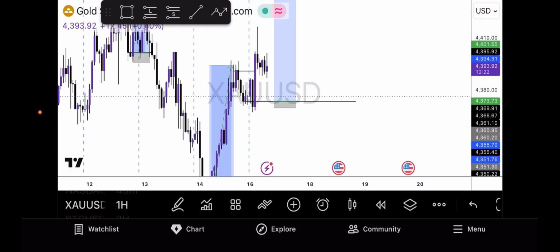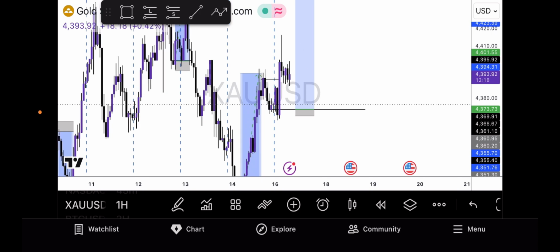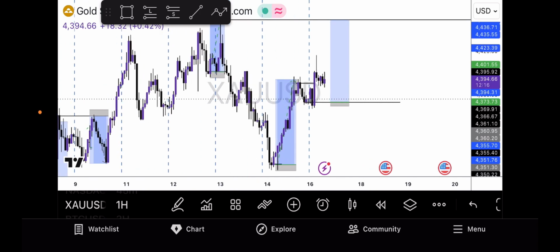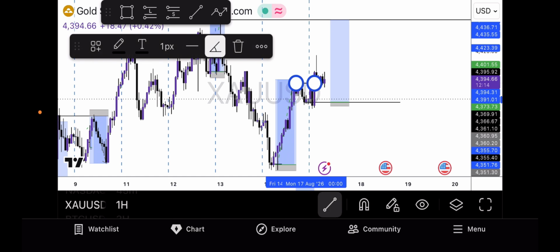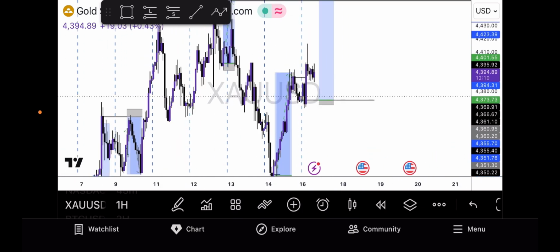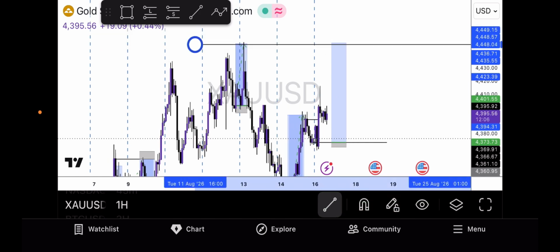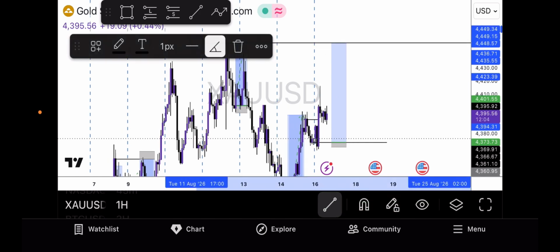Look at a very clean one from the 1 hour as well, and look at the way the market is reacting. It breaks structure, a perfect one. This is a very perfect one, as you can see, and I'll be targeting here. We have so many plays.